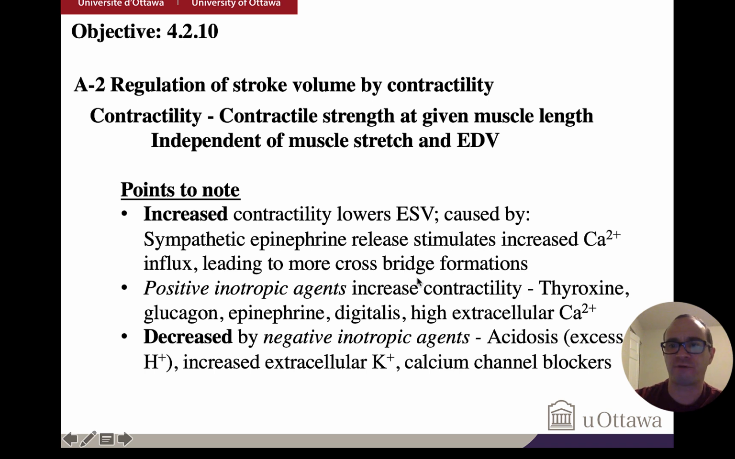So it can be regulated, for example, by the amount of calcium. So we know that calcium is really important for muscle contraction. If there's more calcium around, then regardless of whether your myocardium is stretched to the appropriate levels or not, you're going to have a better contraction. Okay. Just as there's positive things that can increase contractility, such as high calcium or epinephrine, there's also things that can decrease it. So one example is going to be increased extracellular potassium or chemicals that prevent calcium from being taken up into the cell.